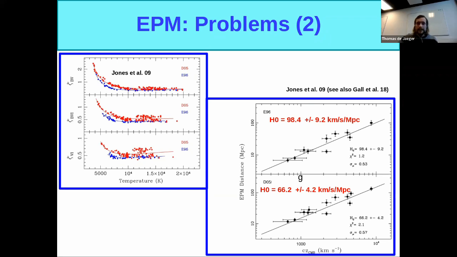So here are two Hubble diagrams using the EPM, so the distance versus the redshift velocity, using on the top the Eastman dilution factor, and on the bottom the Dessart dilution factor. And you can see a big difference in the Hubble constant. We find mostly 100 km per second per megaparsec, and the other is 66. So a large difference with error bars not so large, so both values are not consistent. So you cannot use the EPM like this to measure the Hubble constant, because depending on the dilution factor you use, you will find a totally different value.